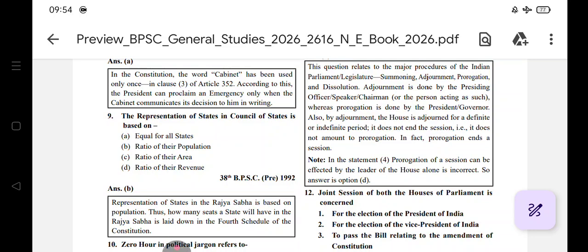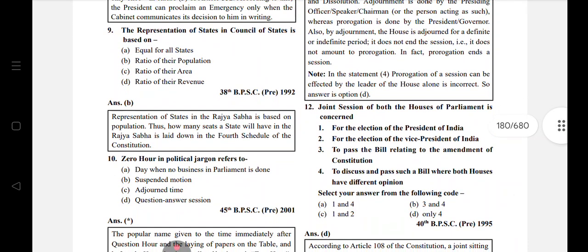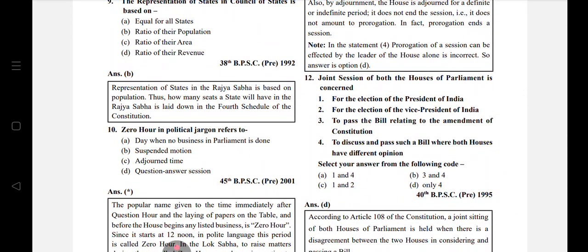By adjournment, the House is adjourned for a definite or indefinite period. It does not end the session. It does not amount to prorogation. Prorogation ends a session. Joint session: both Houses of Parliament are convened to discuss and pass a bill on which the two Houses have different opinions.